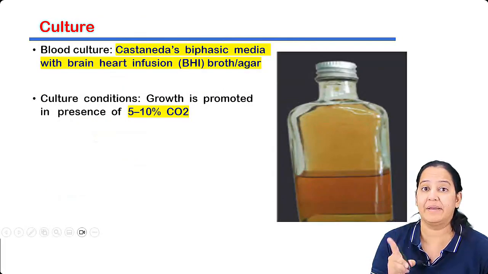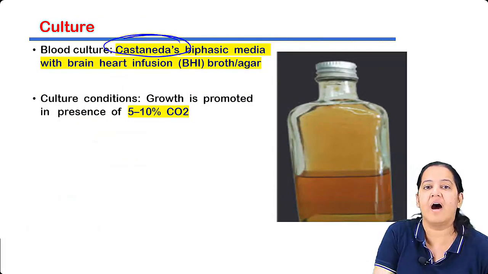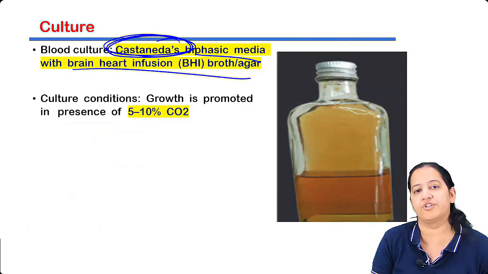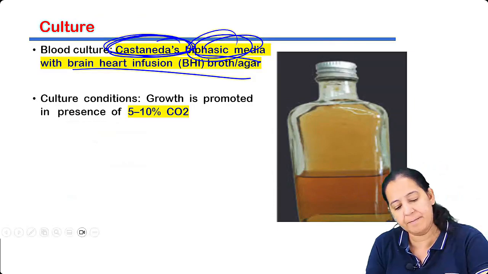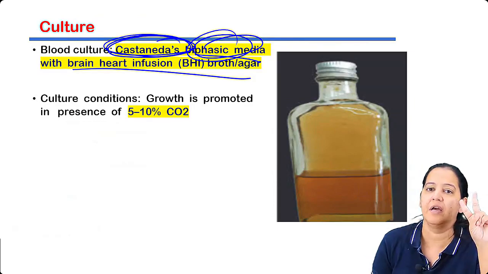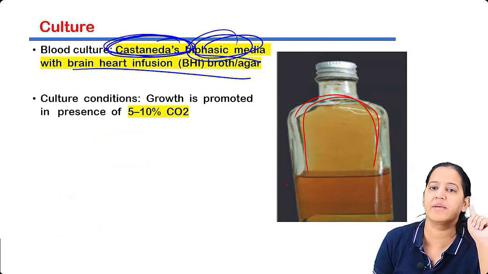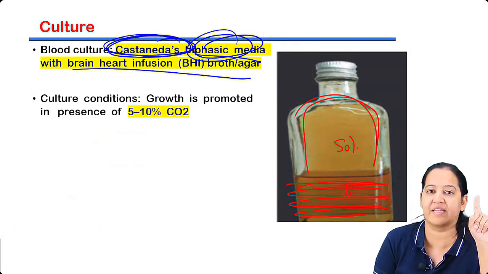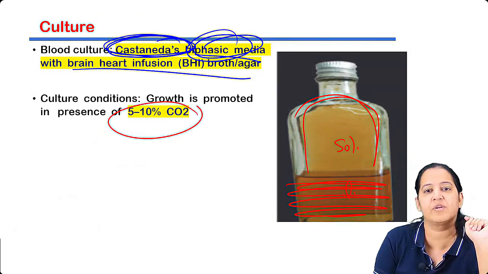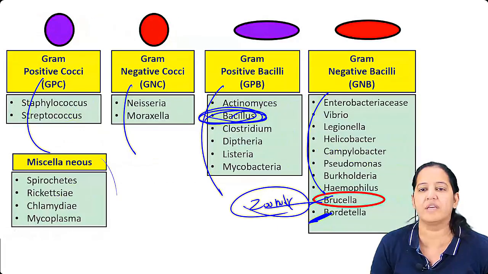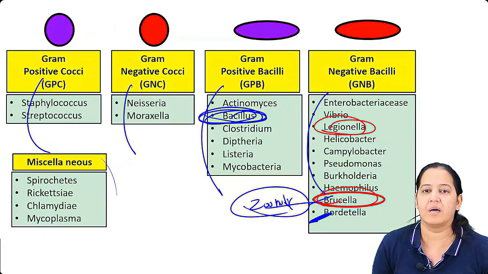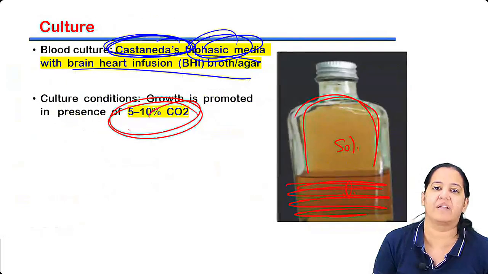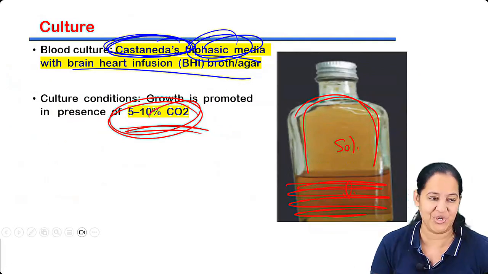Learn the selective media. The selective media is Castaneda, biphasic brain-heart infusion. Why is it known as biphasic? Some medias are solid, some are liquid. It is double. You can see the agar slope also, and you can see the broth also. It is solid also, it is liquid also. That's why it is biphasic. Castaneda biphasic, and it is also capnophilic. I told you only 2 are capnophilic, Legionella and Brucella. LB, BL, make some mnemonic. The only 2 bacteria which are capnophilic, they require carbon dioxide. I have already told you.